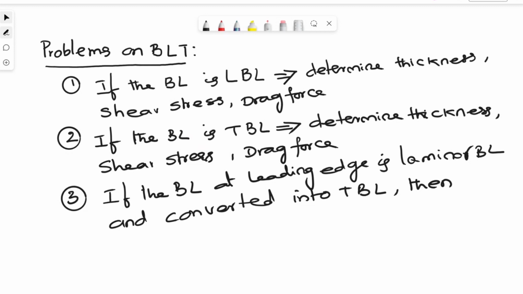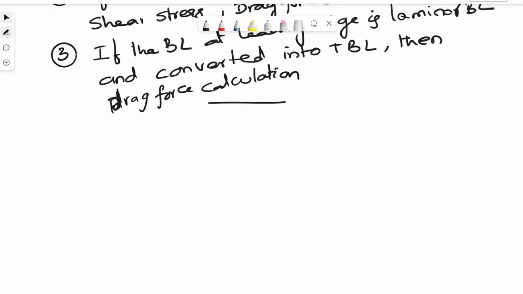But the only thing is, because the drag force is calculated for the entire plate, and on the plate some distance has laminar boundary layer and some distance has turbulent boundary layer, that is where the problem comes. And in that case, the only problem that we will do is the drag force calculation. So these are the three problems we have in this particular topic. I take one after the other quickly and let us do these problems.